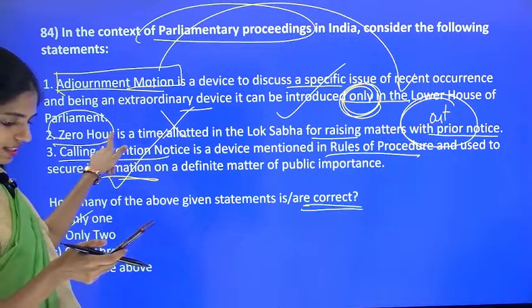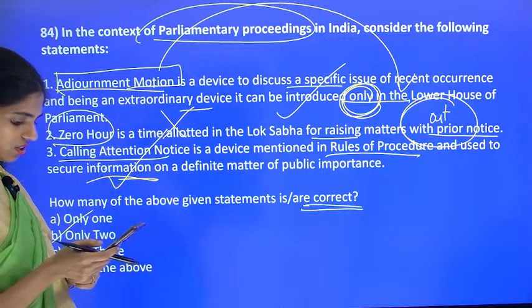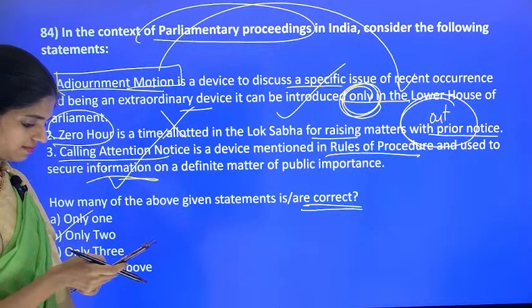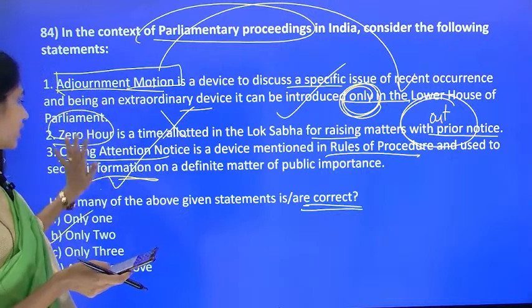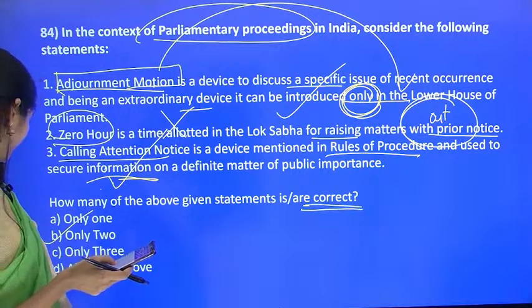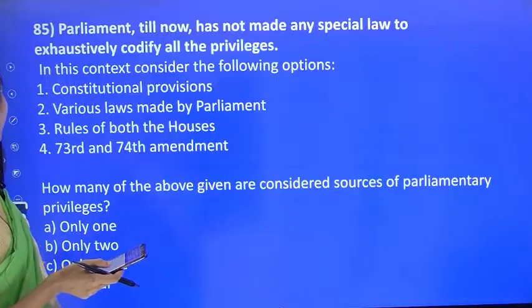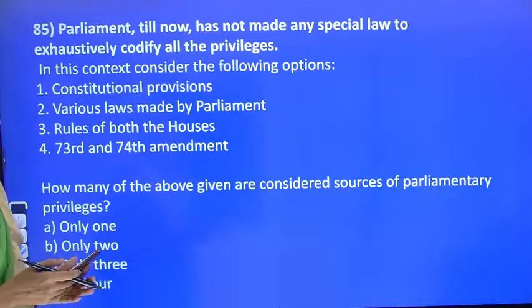Okay, the 2nd statement is incorrect, so please do the correction. Okay, statements 1 and 3 are correct. So the answer is B, 2 only. Okay, let us see the next question.